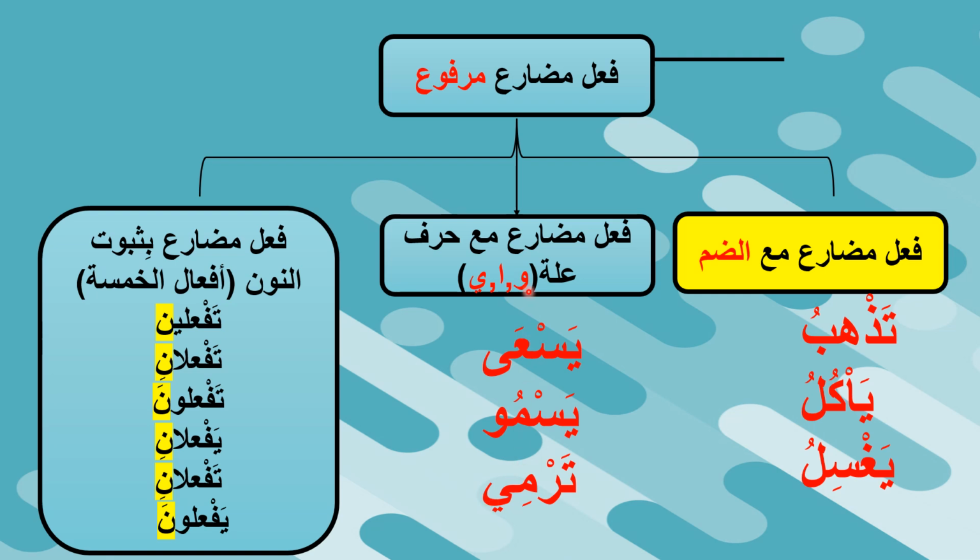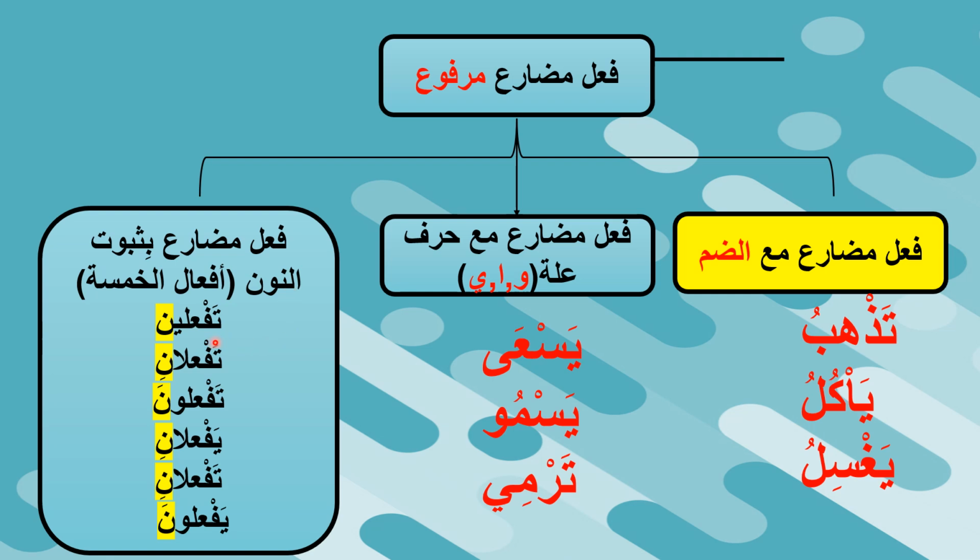So the second case is with the weak letters. Remember, when the weak letters come, we cannot write the dhamma over it, but we assume that there is a dhamma. Then comes the third type of Fel Mudaare, bi thubut an-nun. What is thubut? It means the proof.